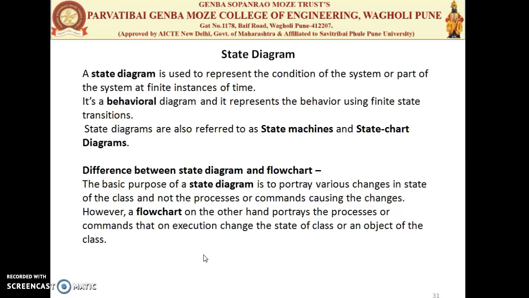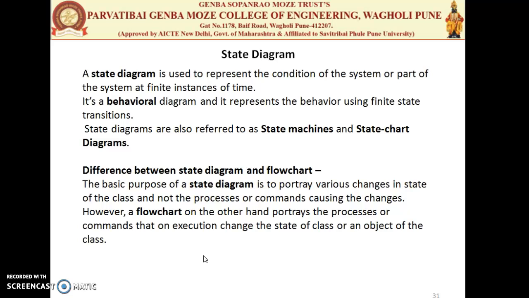So in this session we will start with a state diagram. We can also call it a state chart diagram or state machine diagram. A state diagram is used to represent the condition of the system or a part of the system at a finite instance of time, that is, for a particular duration. It is a behavioral diagram and it represents the behavior using finite state transitions. The state diagram can also be referred to as state machines or state chart diagrams.